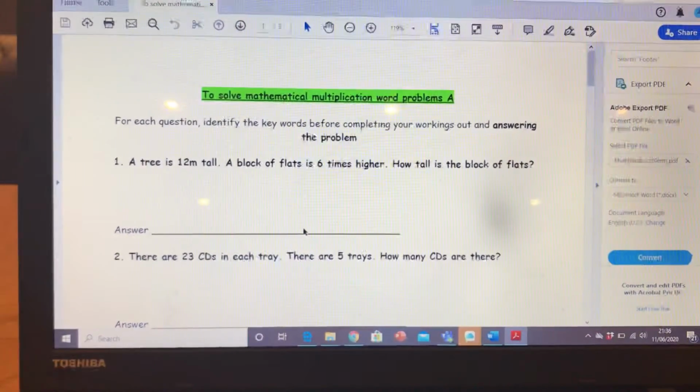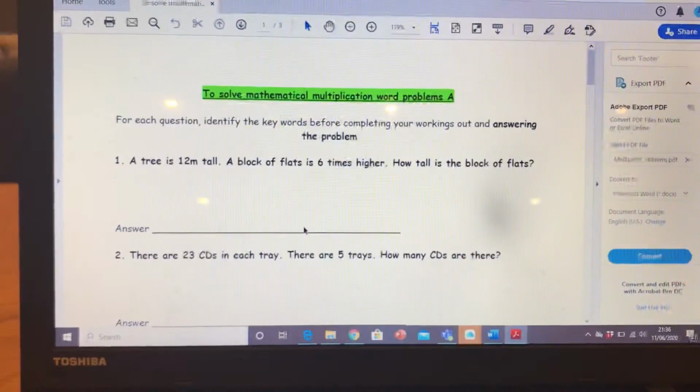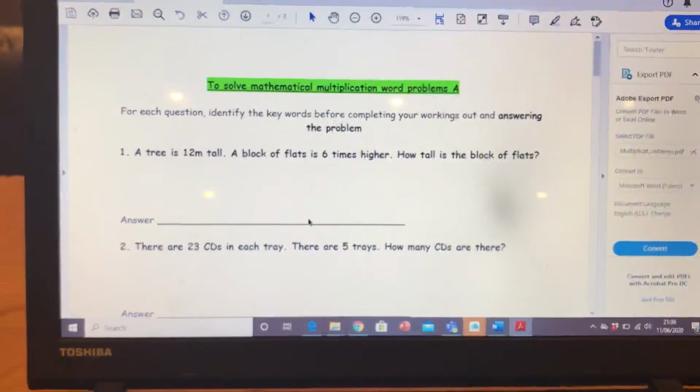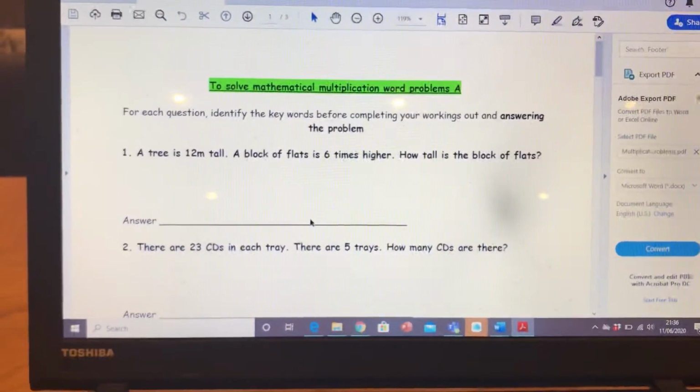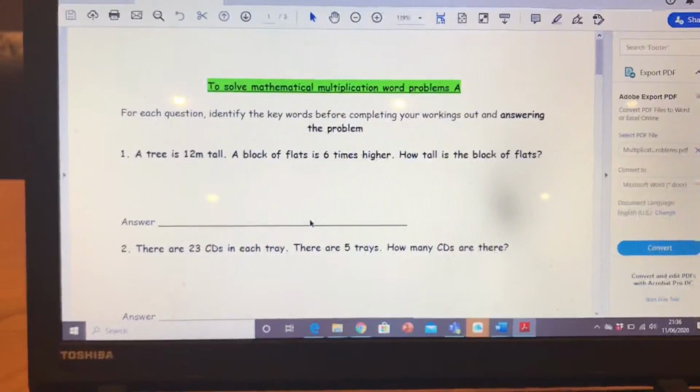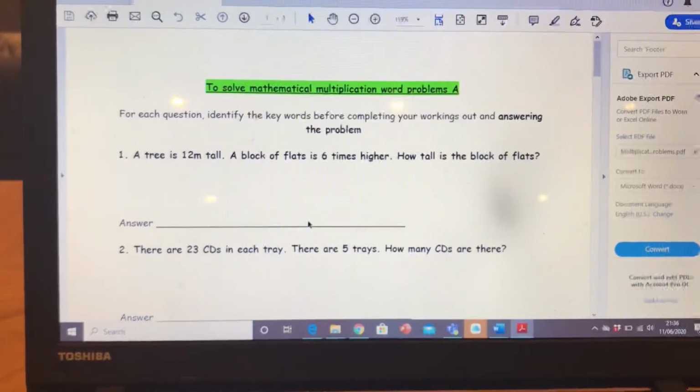So I want you to use the grid method. I want to very quickly show you in a second the grid method just to recap, and I'll show you how to set out your work. But I don't see any reason why everybody can't do this without any parent support really. Okay, so have a go, try and be independent if you possibly can.